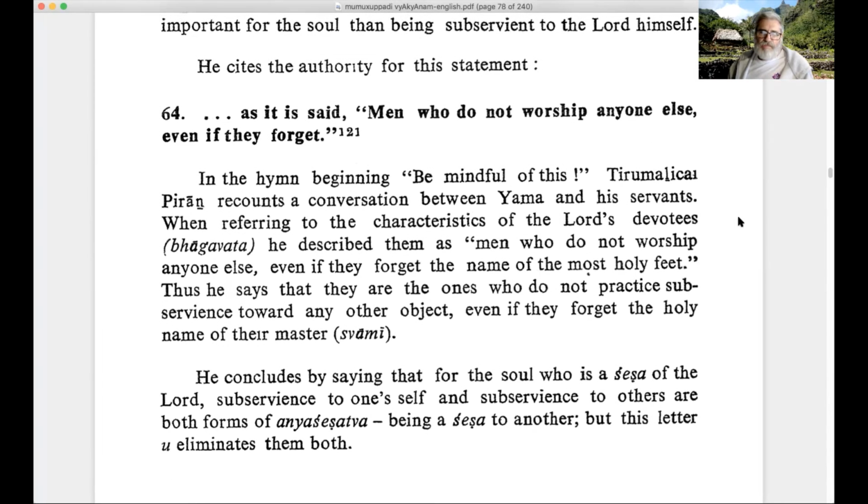He concludes by saying that for the soul who is a shesha, or servant of the Lord, subservience to oneself and subservience to others are both forms of anya sheshatva, right? So we shouldn't think that getting rid of subservience to others means we can think of ourselves as being in charge of our own selves. That's also wrong. Being subservient to oneself is also being subservient to another. But this letter U eliminates both of those. It eliminates both subservience to other people and subservience to your own self, and leaves only subservience to the Supreme Lord.